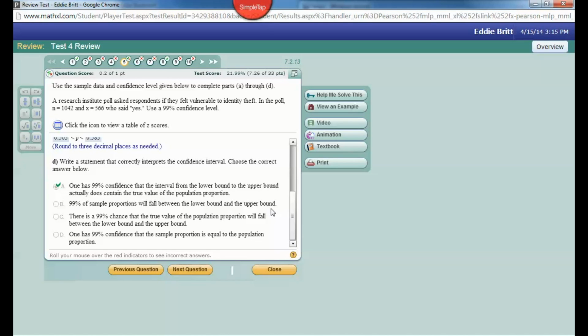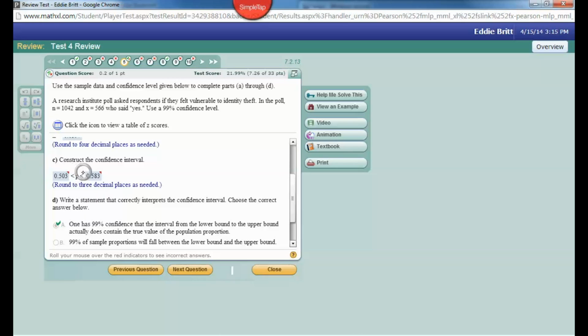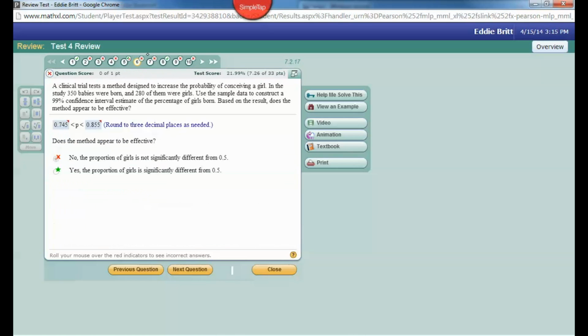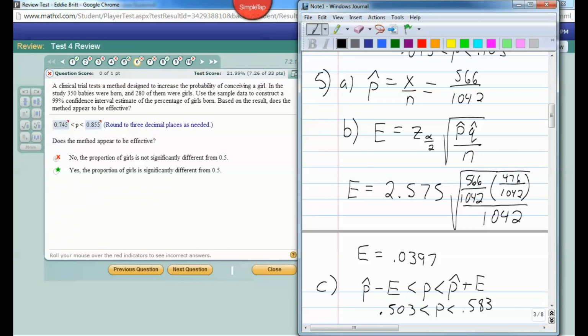It doesn't mean that there's a 99% confidence that p hat is in here. It says there's a 99% confidence that the true value of the population proportion is in there. Okay? A little different. It's important that you do understand that. Makes these problems go a little bit easier if you do. All right, let's look at problem number 6.